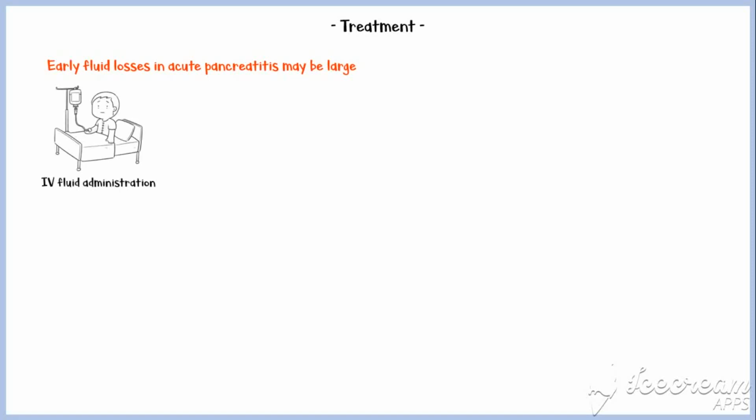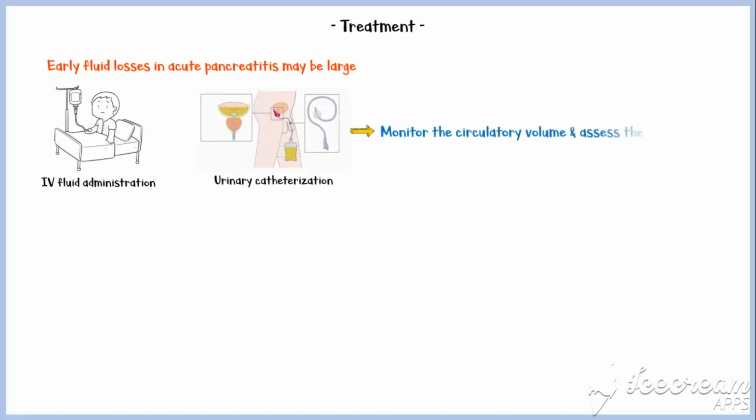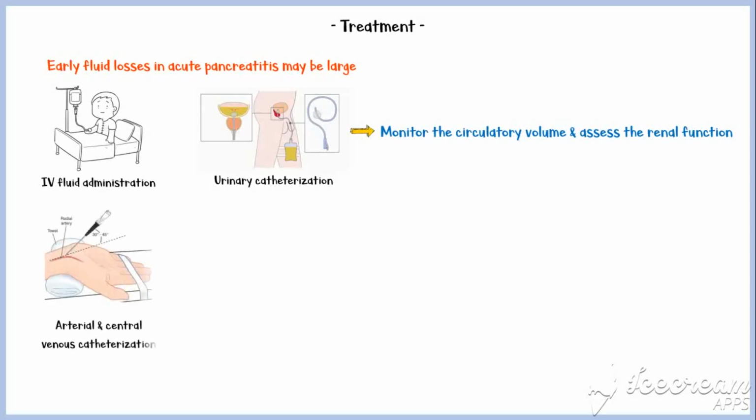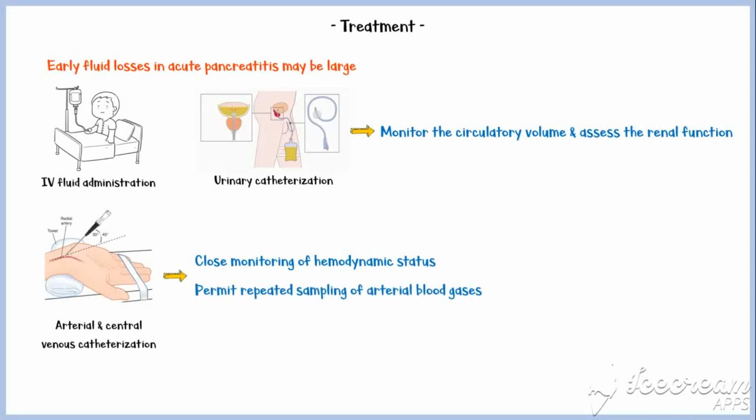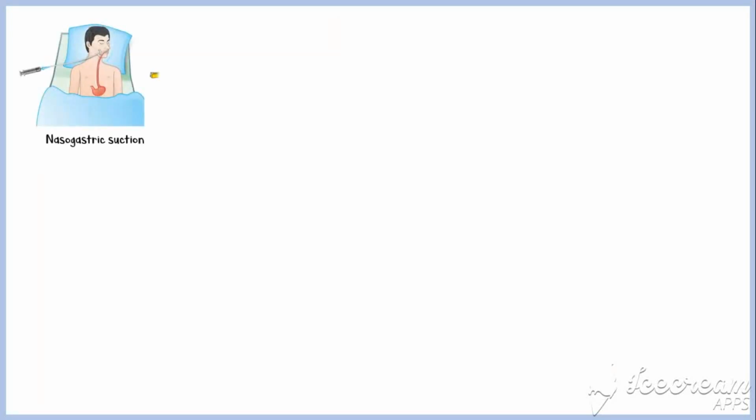Early fluid losses in acute pancreatitis may be large and require intravenous fluid administration. Urinary catheterization is essential to monitor the circulatory volume and to assess the renal function. Arterial and central venous catheterization may be necessary to facilitate close monitoring of hemodynamic status and to permit repeated sampling of arterial blood gases. Nasogastric suction is essential to prevent abdominal distension and vomitus in order to prevent aspiration pneumonia.